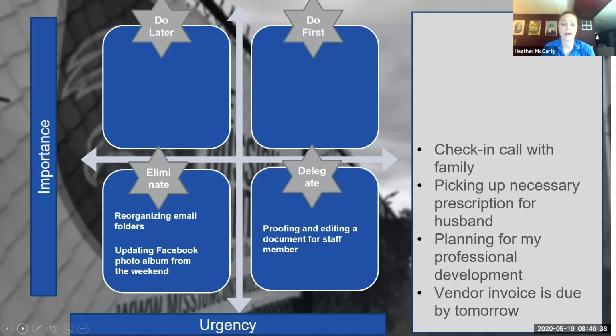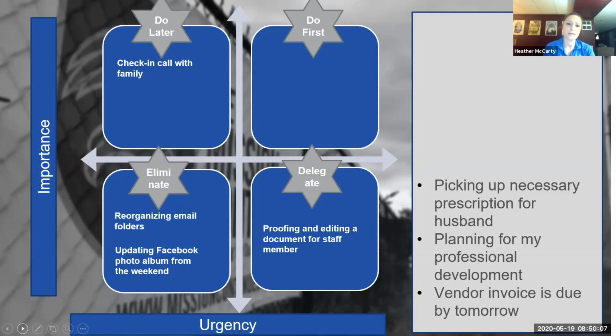Now, the next thing that I have on here is a check-in call with my family. And it's something that I've been doing pretty regularly during this time when we have been at home and not able to see each other. But it's also something that I do pretty regularly because I don't live near any of my family. So for me, this is something that is very important to me. It's important to ensure that I maintain strong relationships with my family. And it's also important to me that I know how my family's doing, especially during this time.